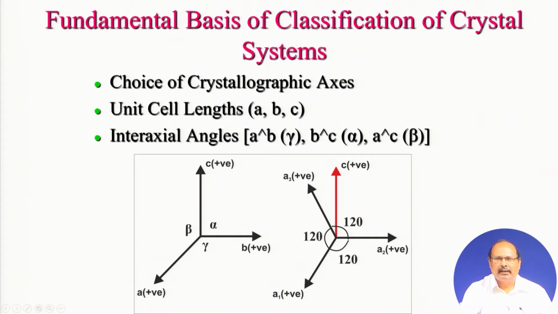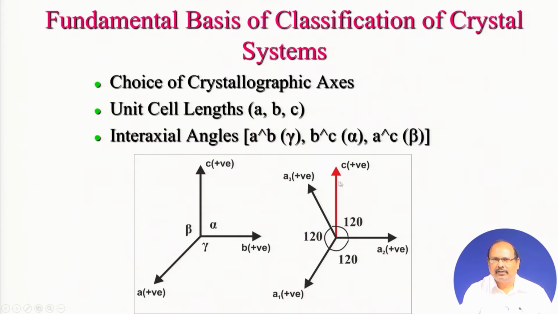Now, in general, we denote these 3 crystallographic axes by the symbols A, B and C. The general convention is that the positive direction of the A axis will be pointed towards you, whereas the B crystallographic axis will be sideways, and the right side will be the positive direction of B. This is the C crystallographic axis, the vertical axis, and this is the positive direction of C. The C angle B is alpha, A angle B is gamma, and A angle C is beta.